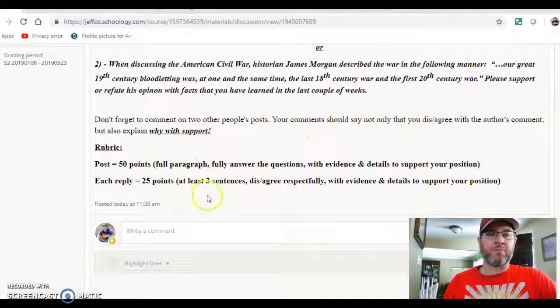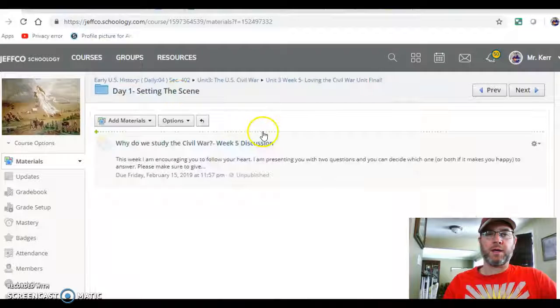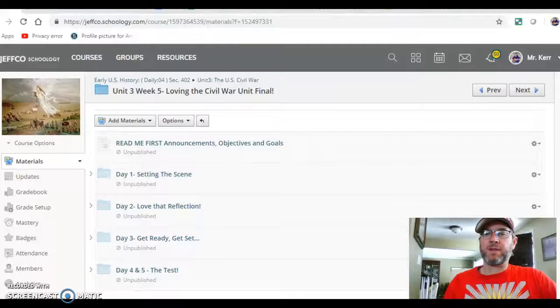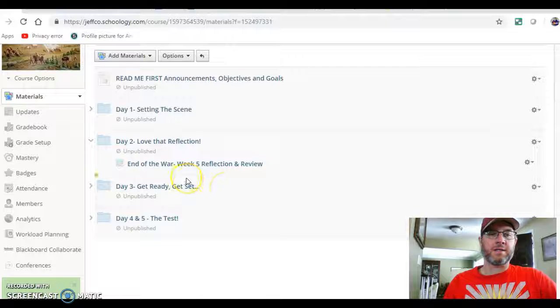Again, for replies, you can agree or disagree with your classmate, but you need to explain why with support. That means evidence and details to support your positions. And the same thing goes with the reflection paragraph that you will turn in.